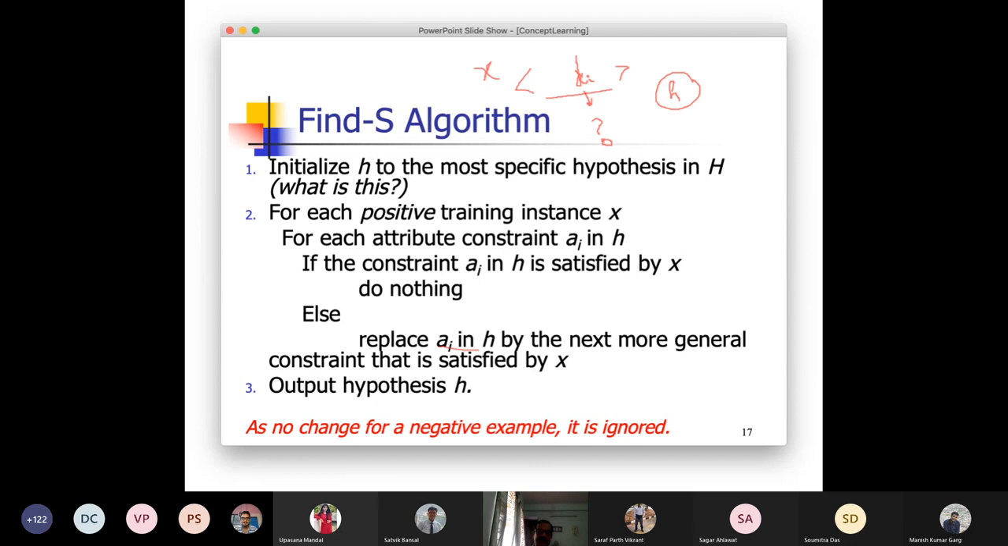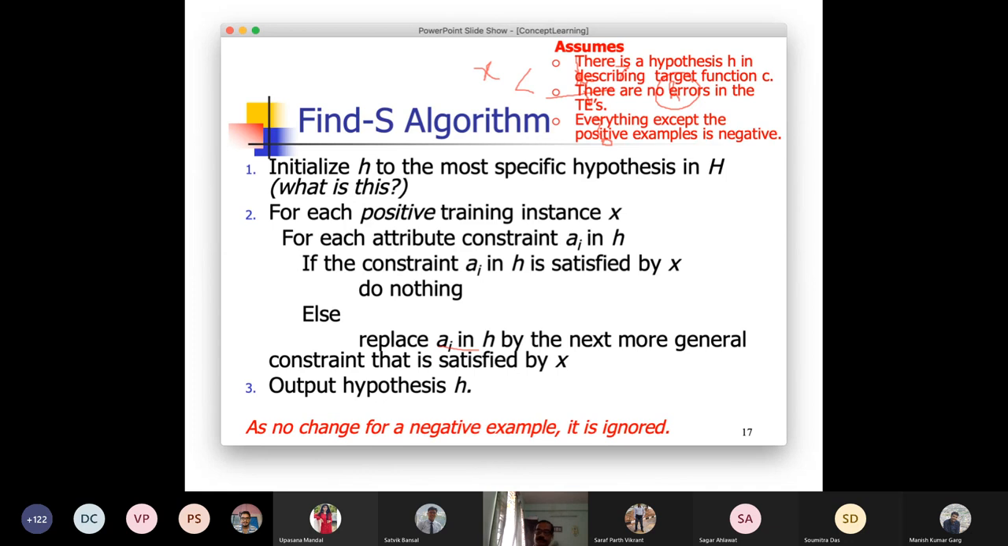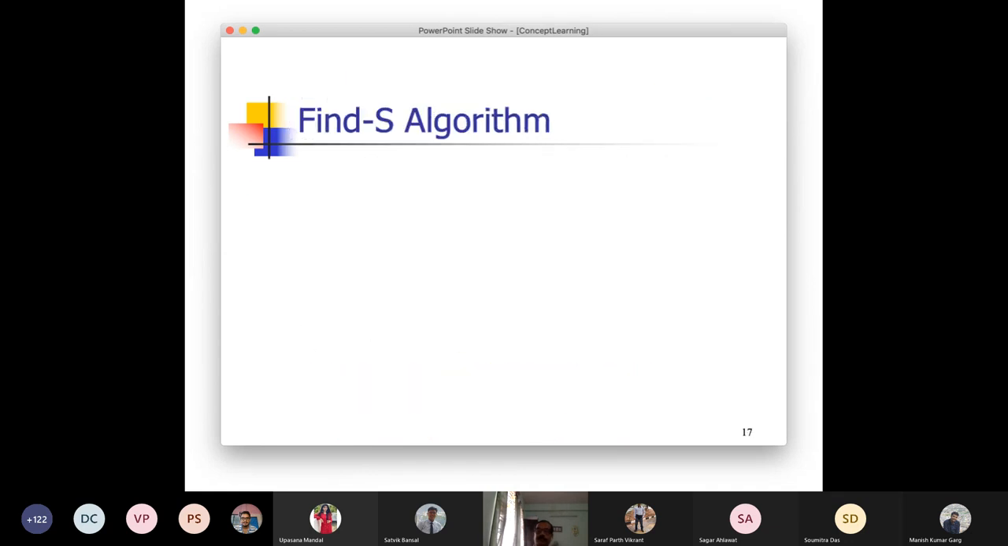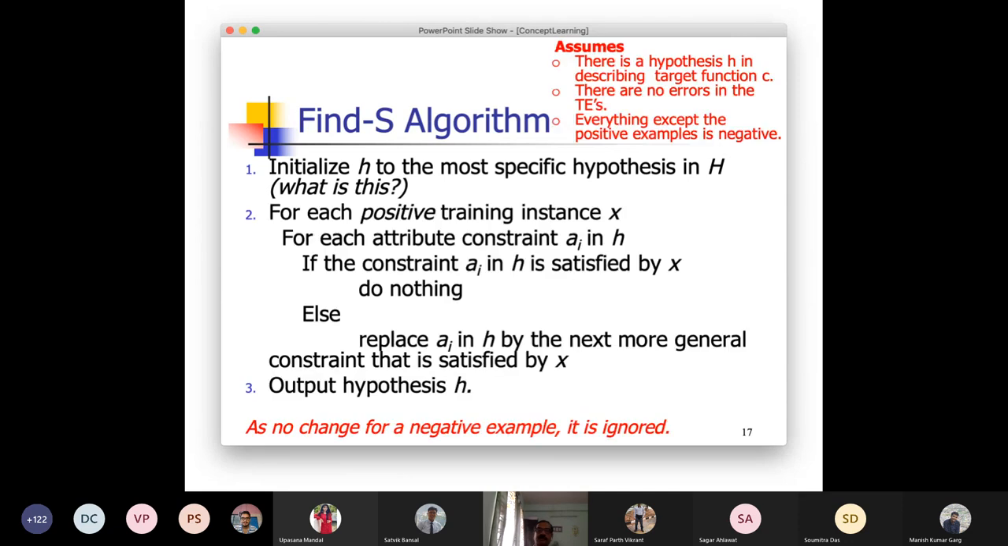With respect to an example, let me tell you, and you should also note that we are not dealing with any negative examples, because the form of our hypothesis allows only the positive training examples. So in your target function, this is the limitation you have in the Find-S algorithm. So that is a problem. Right, so these are the assumptions.